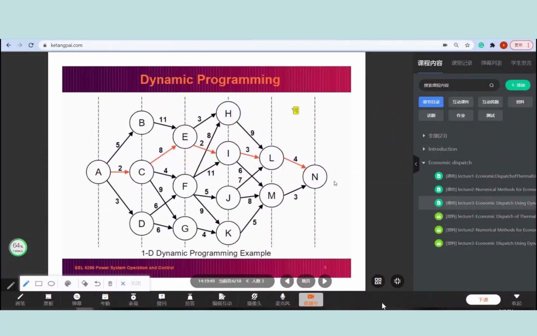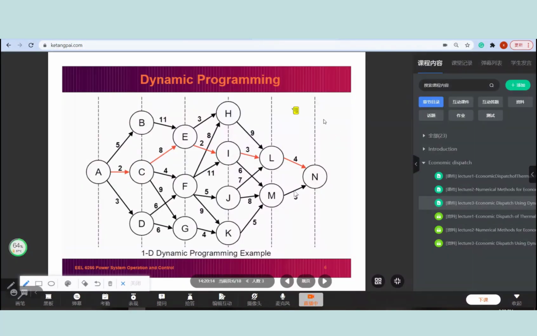So our problem is how to find the most economic path, or the path with the minimal cost to travel from A to point N. Okay, that's our problem. Any question for this?